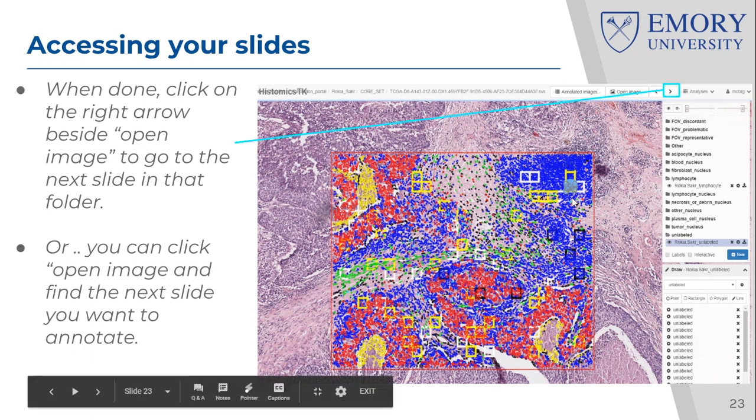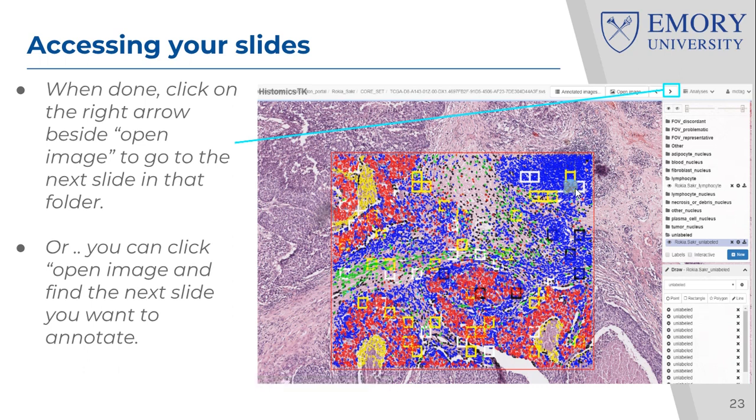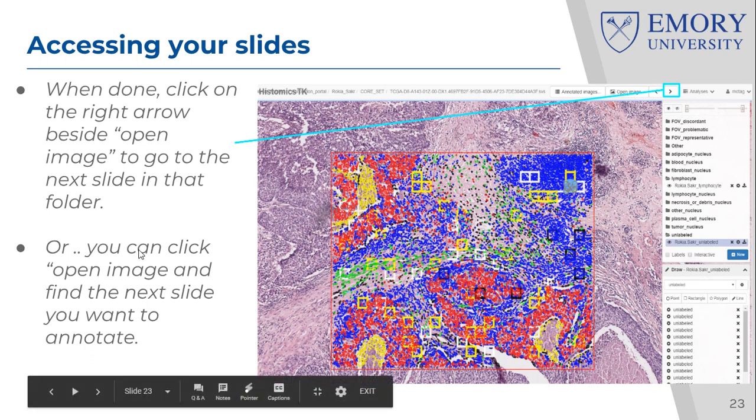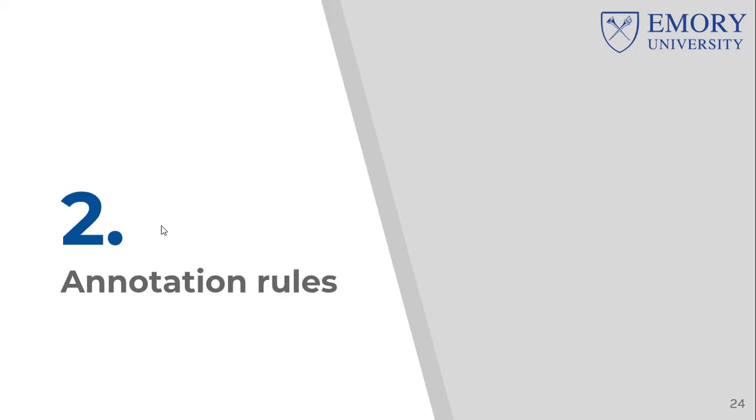Now, let's say you're done. You can see all our annotations in this field of view are really crammed in here. You see all these dots. So, you're done with this slide. You want to go to the next slide in this folder. Then you can click this next button. This will basically take you to the next slide. Or if you want to just move randomly between slides and don't want to move in order, you can go and open image in here and then click the next slide that you want to annotate. So you can do it either way.